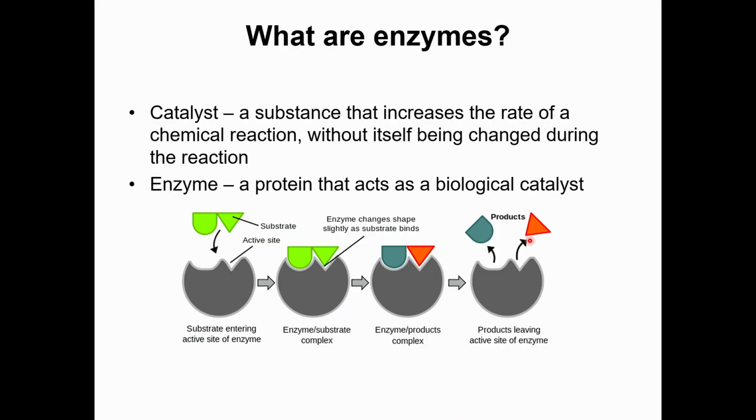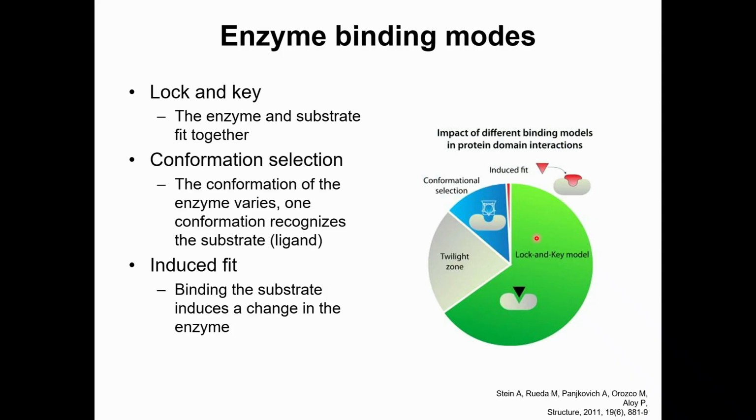Now, this reaction of going from the substrate to the products can occur without the enzyme, but it might happen so slowly that it almost never occurs. So the enzyme oftentimes facilitates a chemical reaction like this. There are different modes by which different enzymes bind their substrates. The one I showed you is really kind of like lock and key. The enzyme and the substrate just fit together perfectly.